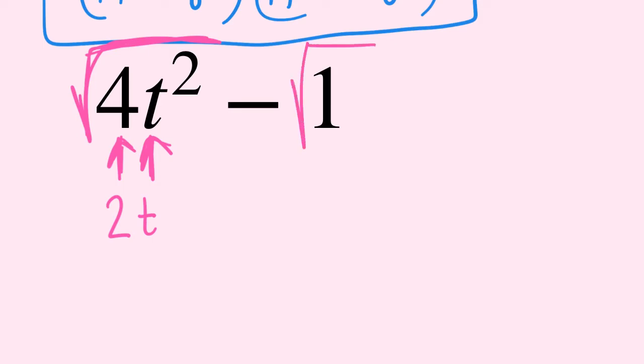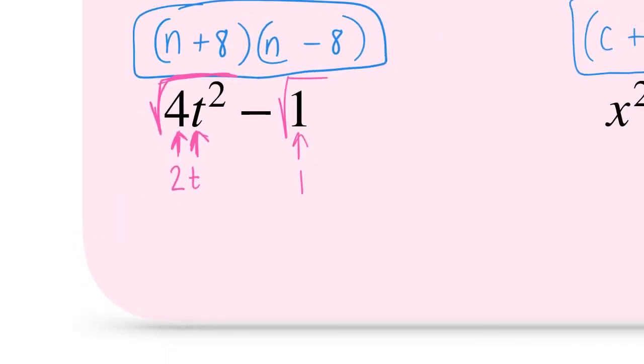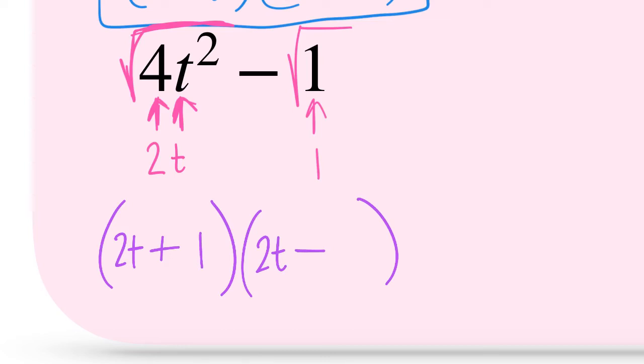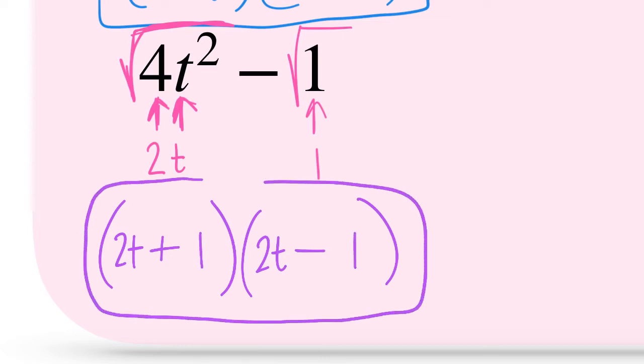And then the square root of 1, well, that would just be 1, right? 1 times 1 is 1. So we figured out our two factors, so we can go ahead and fill them in. So plus, minus, and in the front we're going to put 2t, and then we'll put 1s over here. So this would be completely factored.